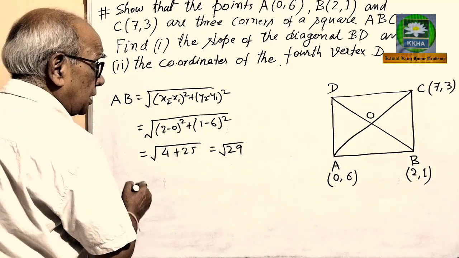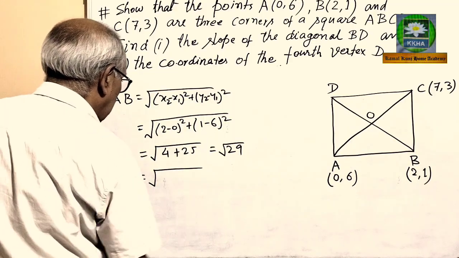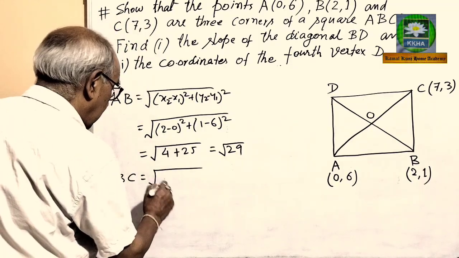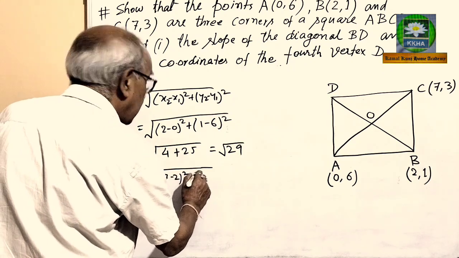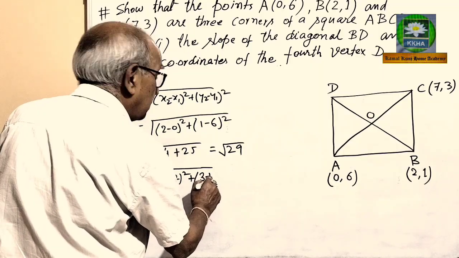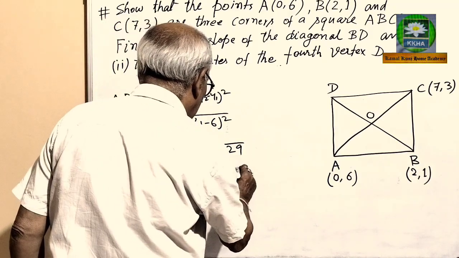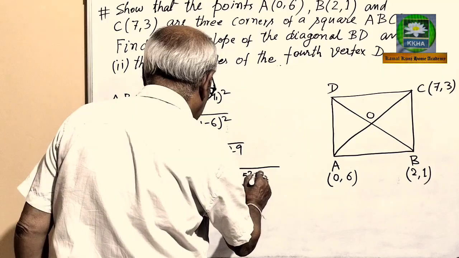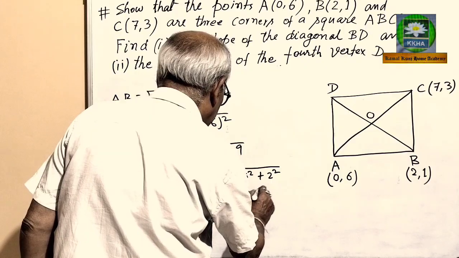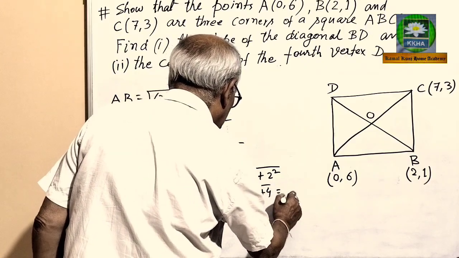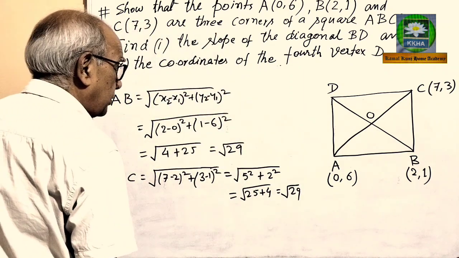Similarly, find the length of line segment BC using the same distance formula. 7 minus 2 whole square plus 3 minus 1 whole square is equal to 5 square plus 2 square, equal to 25 plus 4, equal to under root 29. Now find the length of diagonal AC.